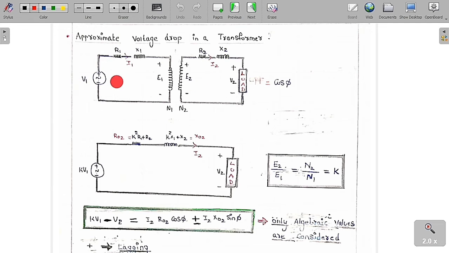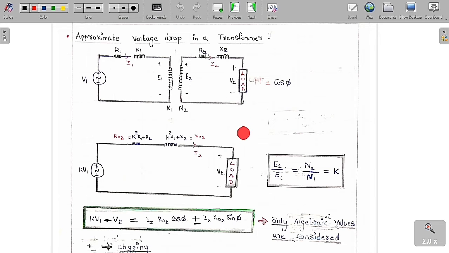So now I am going to supply a voltage source of V1 and apply a load at the secondary side. So this is the V1 and the input current is I1, this is E1, and this is E2, and this is I2, and this is the load which is V2. The power factor of the load I am going to assume is cos phi. Cos phi is the power factor of the load.